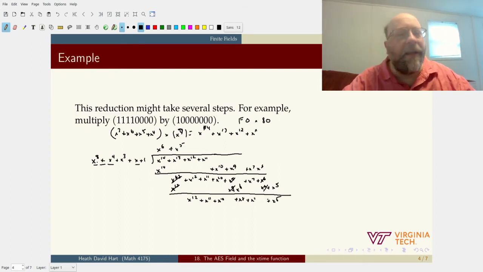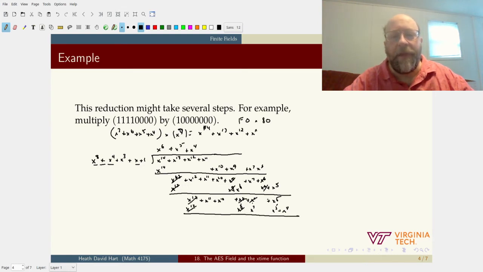So I have to divide again. X to the 8th goes into x to the 12th 4 times. And then we have x to the 12th. X to the 4th times x to the 4th is x to the 8th. X cubed times x to the 4th is x to the 7th. X times x to the 4th is x to the 5th. And 1 times x to the 4th is x to the 4th. And so we'll get some cancellation here. These cancel, these cancel, these cancel, these cancel. But we still have x to the 11th plus x to the 10th plus x to the 4th.